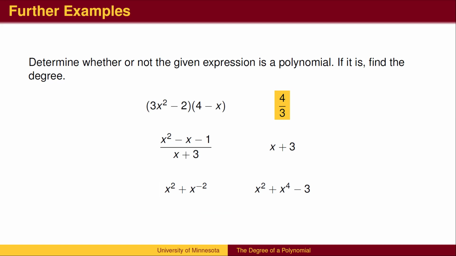4/3 is a polynomial. It is a real number, therefore a constant. Since there are no terms with x, the degree is 0. X plus 3 is a polynomial. Since x equals x to the first, the degree is 1. The final expression is a polynomial of degree 4.